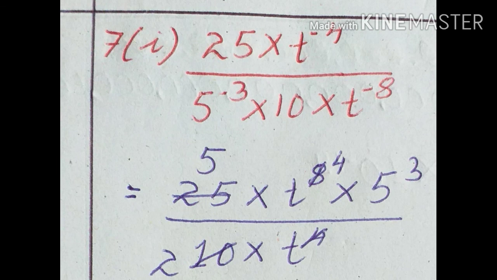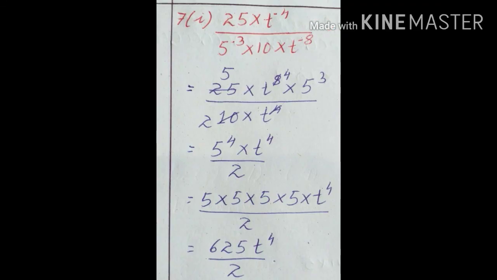Now the upper t to the power 8, the lower is 4, so 4 cancels 4 from 8. Now we are left with 5 to the power 4 into t to the power 4 divided by 2. Now 5 to the power 4 means multiply 5 four times: 5 into 5 into 5 into 5, into t to the power 4 divided by 2. If you multiply, you will get 625 t to the power 4 divided by 2. And similarly you can do question number 2 also.